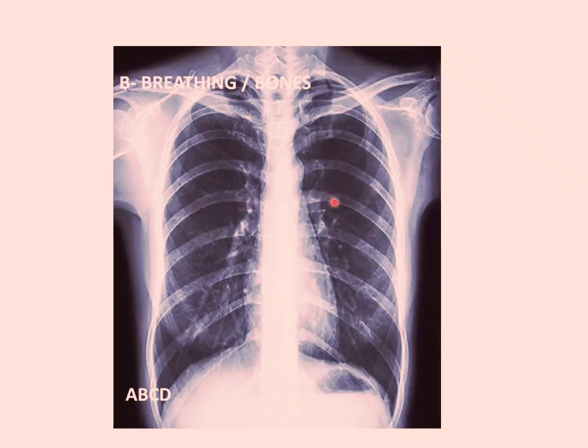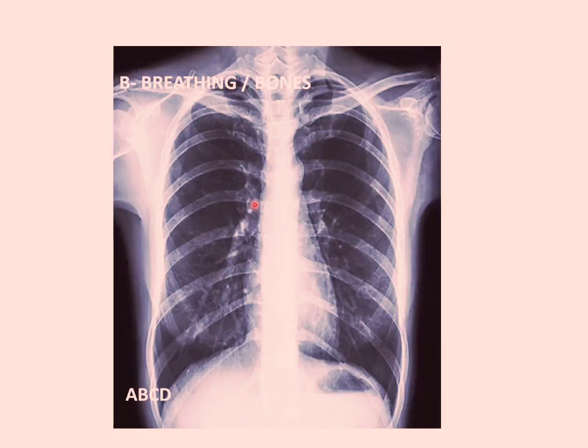Now you have to identify which is the left lung and which is the right lung, which is easily identified by the cardiac notch. And this is the lingula. This is the cardiac notch which is present in the left lung. This is the left lung. This is the right lung.